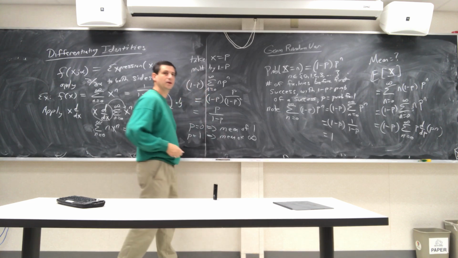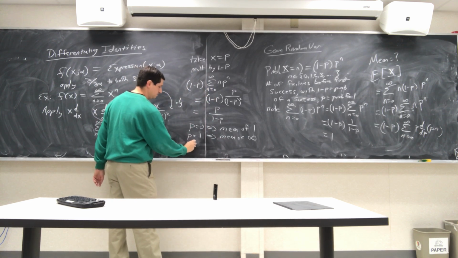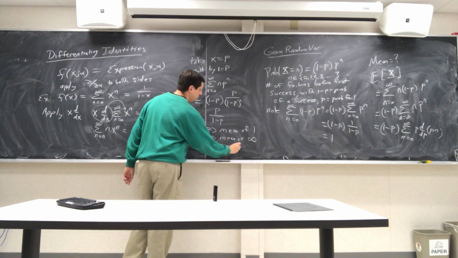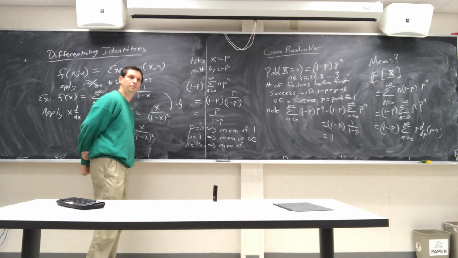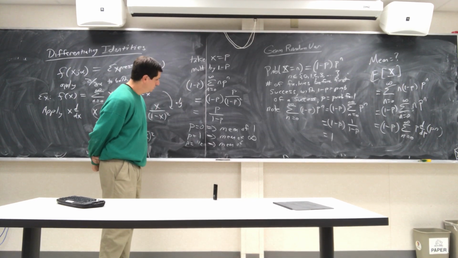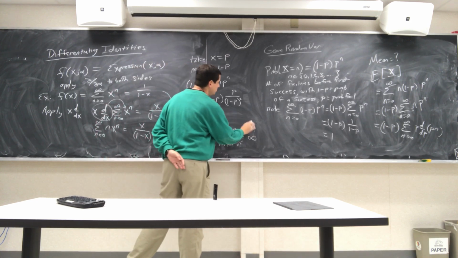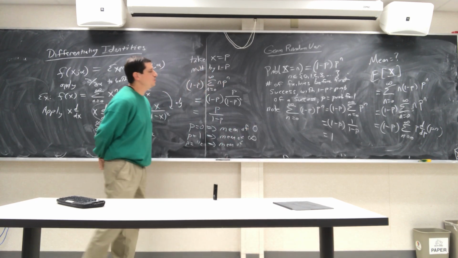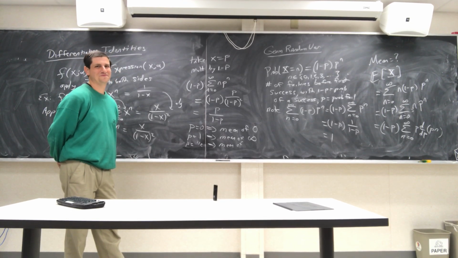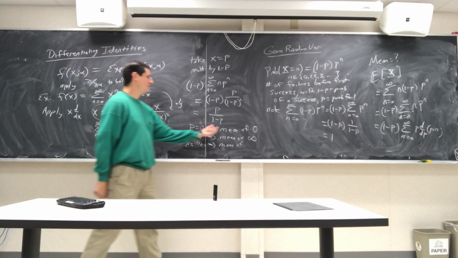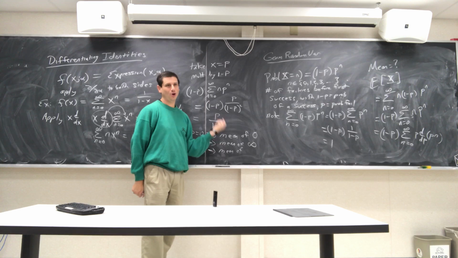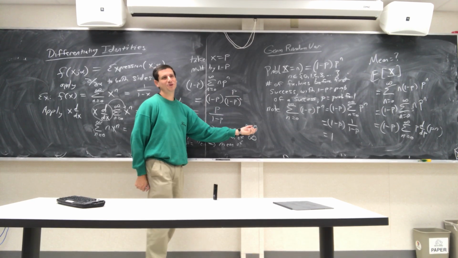That seems reasonable. What's another good choice to take for p? A half. And this would get you a mean of 1. Oh, wait, so what is the first one? Oh, sorry, the first one is 0. I'm sorry. The first one is 0 because we're counting the number of failures, right? How many failures should you have if you always get a success? You should have no failures before your first success.